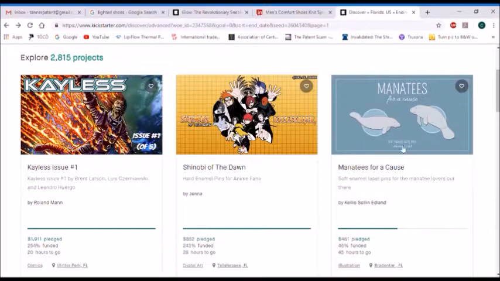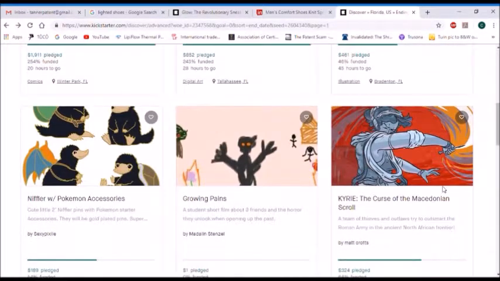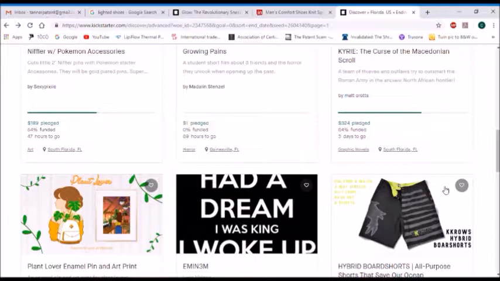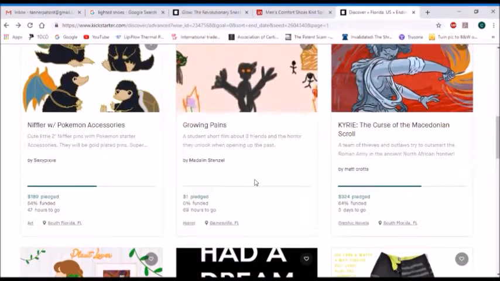Now let's go back and look at Manatees for a Cause. Looks like their original goal was $1,000. And they got 45 hours to go, and I don't think they're going to make it. I like reading these and just going through and seeing who got funded and how much. This one here looks like whatever their goal was, it's hard to even compute from the math, but they did get $1, and that's still 0% funded. Looks like they're not going to make it either.